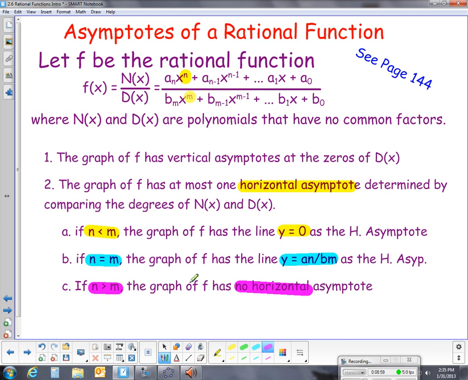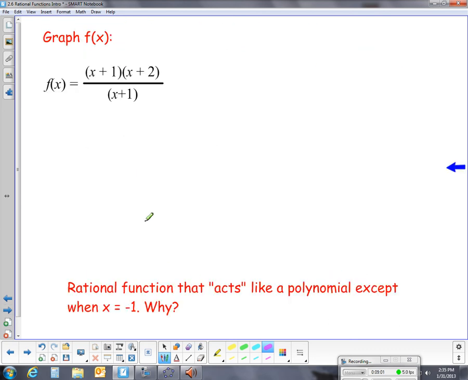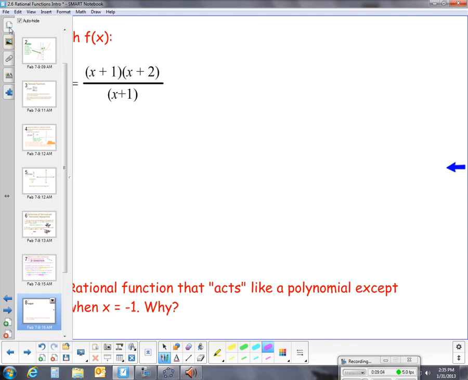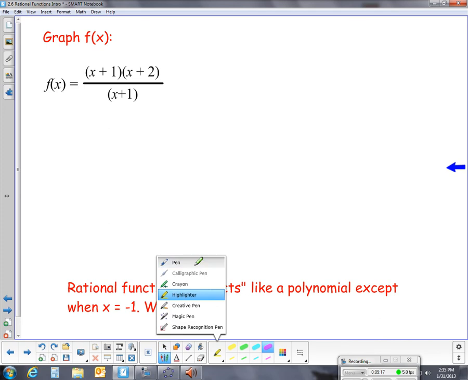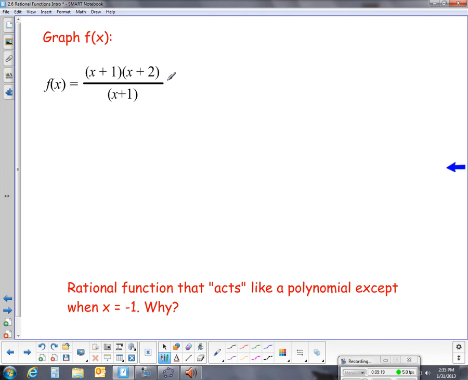We want to make sure we understand how to do that, so let's practice one. Let's look at this function. This is kind of a neat one, because if I was to ask you to simplify this whole thing, that would cancel with that, and I'd be left with just x plus 2. And if I'm left with just x plus 2, that's a linear equation, so I can graph that.